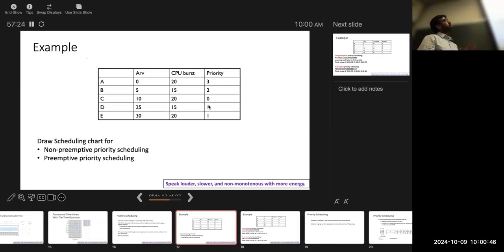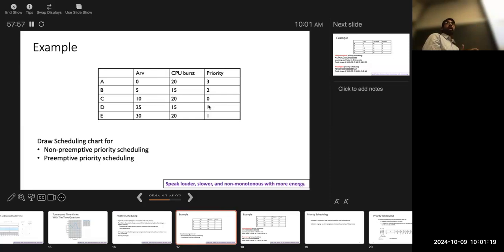Okay, now I want you to do this on your notebook. So you have 5 processes, you have their arrival times, you have their CPU burst time, and you also have their priorities, right? And now what you need to do is draw the scheduling chart for them. What will be the scheduling order for these processes? And remember that the lower the priority number, the higher the priority. So here in this example, C is the process with the highest priority.